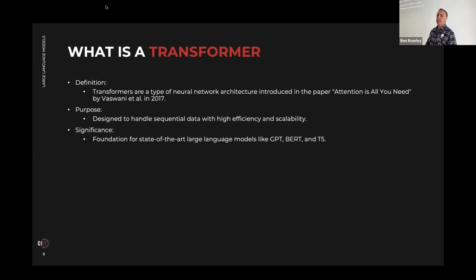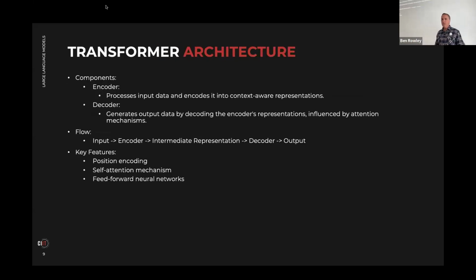So as previously mentioned, the transformer is a type of neural network architecture, which was introduced in the Attention is All You Need paper in 2017. Its purpose is to handle sequential data with high efficiency and scalability, and it is the foundation of the state-of-the-art models that we now see. And I've said significance here, and I can't stress enough how significant this paper is to where we currently are with artificial intelligence.